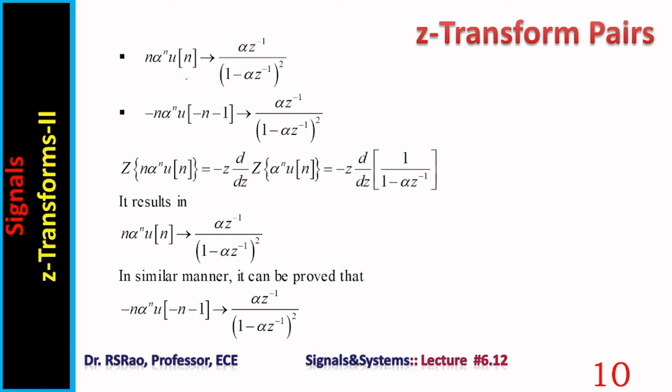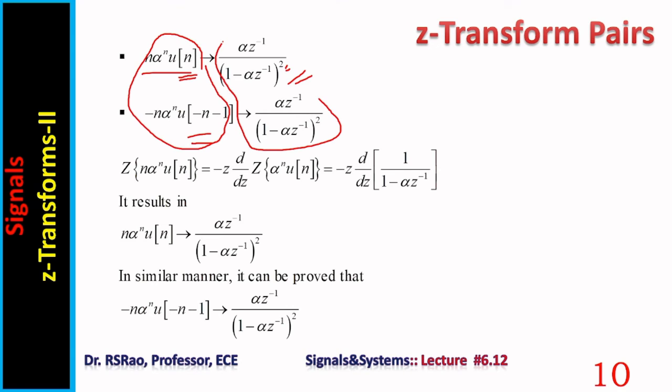Now, another sequence n alpha power n u of n. Its transform can be found equal to alpha z power minus 1 divided by 1 minus alpha z power minus 1 whole square. The same transform is there for another sequence, minus n alpha power n u of minus n minus 1. So both the sequences are giving the same transform.